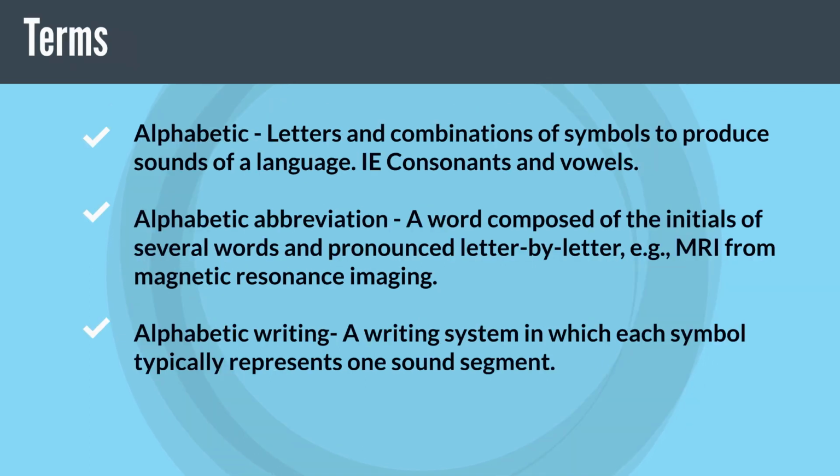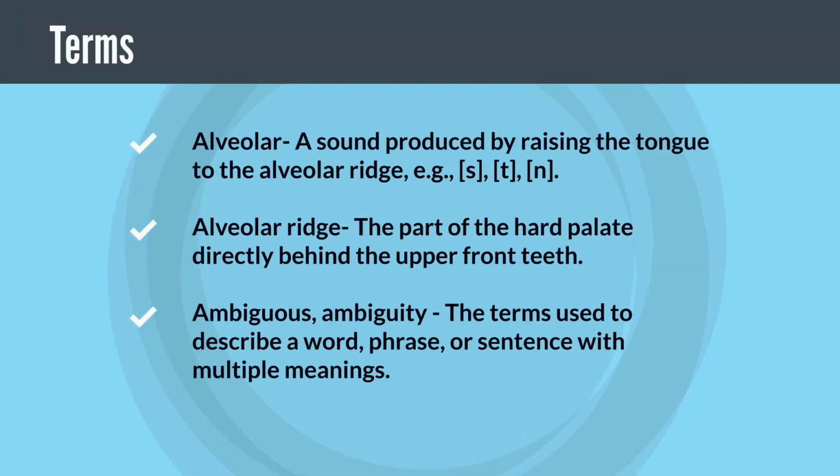Alphabetic, letters and combinations of symbols to produce sounds of a language, i.e. consonants and vowels. Alphabetic abbreviation, a word composed of the initials of several words and pronounced letter by letter. Example, MRI from magnetic resonance imaging. Alphabetic writing, a writing system in which each symbol typically represents one sound segment. Alveolar, a sound produced by raising the tongue to the alveolar ridge. Example, s, t, n.